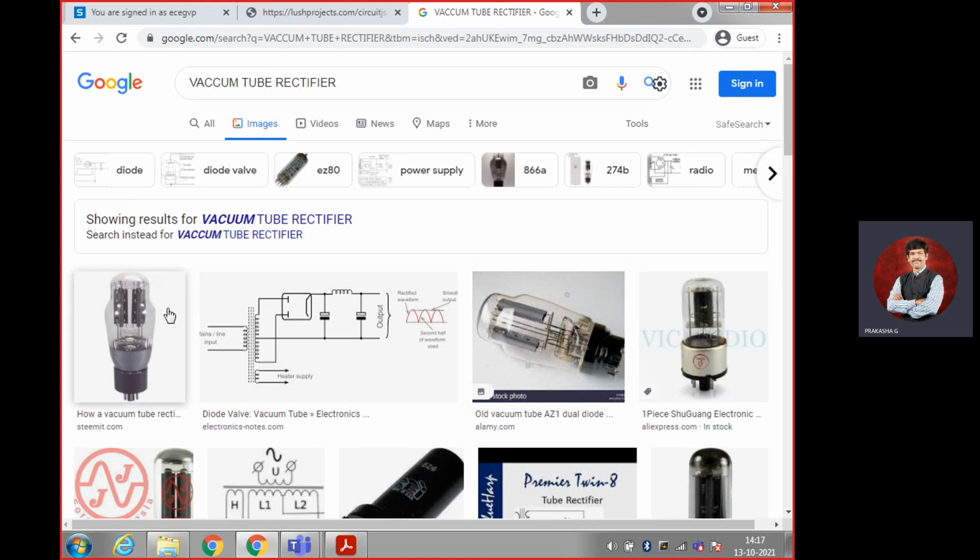We have studied this. When we were doing our BE, at that time, we studied vacuum tubes. What is anode, which one is anode, which one is cathode, everything we have studied. In between, a grid was also there.